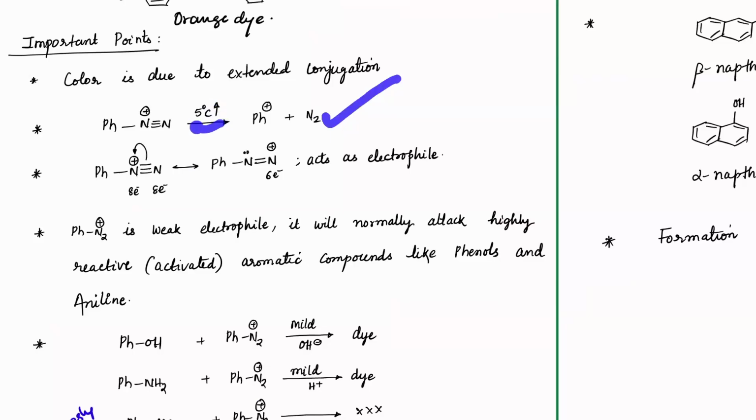Diazonium salt is stable only below 5 degrees Celsius. Above 5 degrees Celsius, it will break into phenyl carbocation. Phenyl carbocation is highly unstable, but still above 5 degrees it forms. And from there, you can get various products.